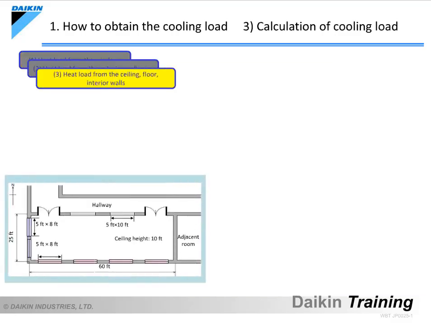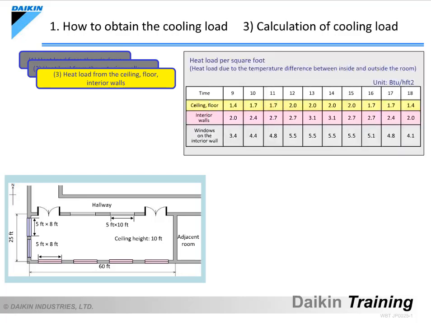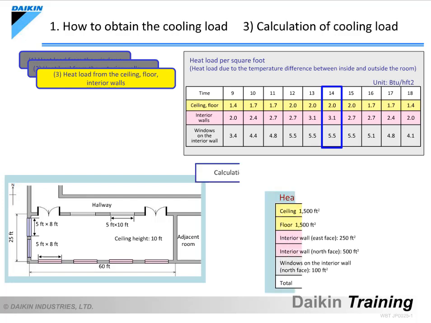Let's calculate the heat load from the ceiling, floor, and interior walls. When the adjacent areas, such as the hallways, next rooms, and rooms on the floors above and below, are not air-conditioned, the temperature difference causes heat to enter the room. This table shows the heat load per square foot of ceiling, floor, and interior walls. The heat load changes with time. For our calculations here, we will use the value at 1400 hours that reaches the maximum.